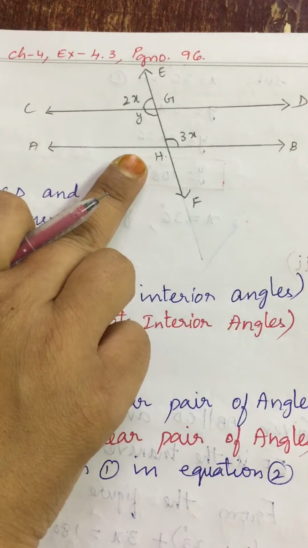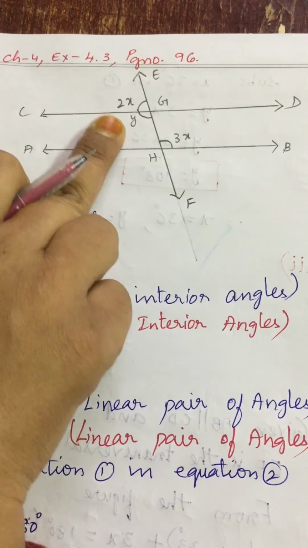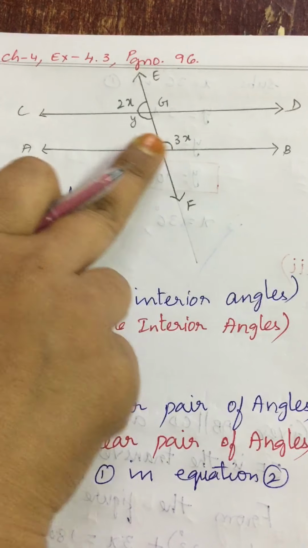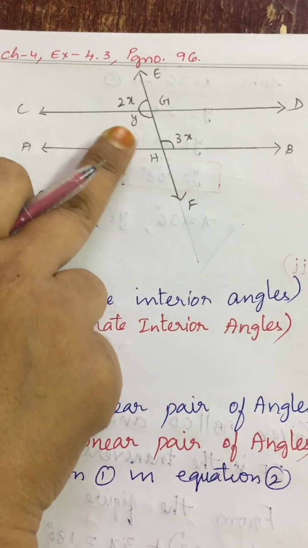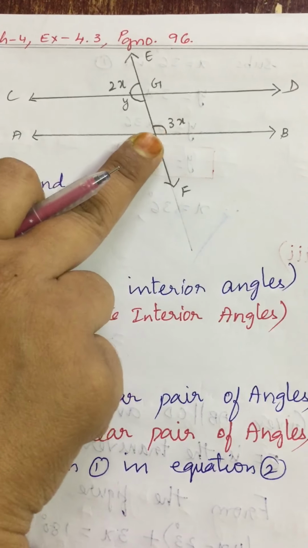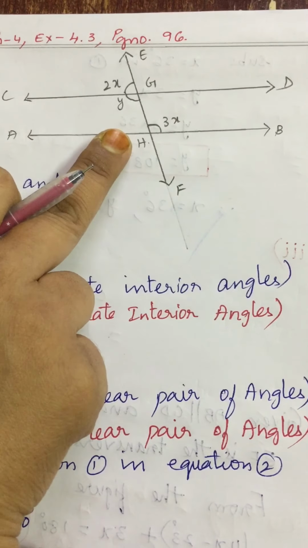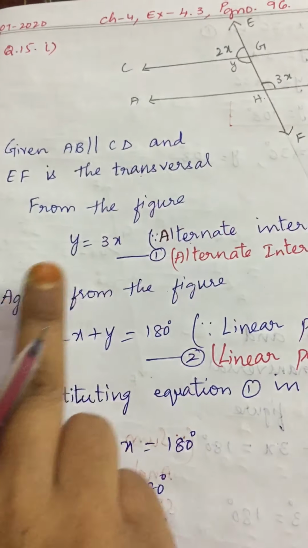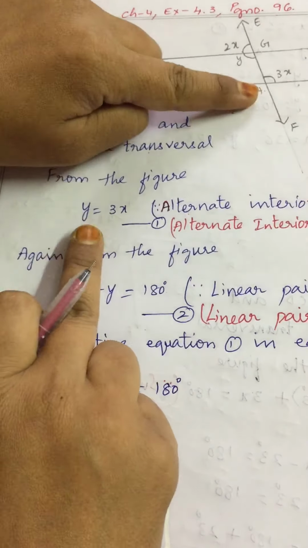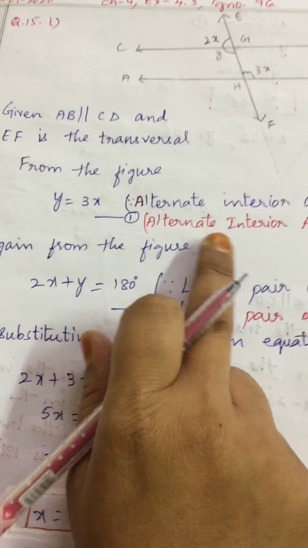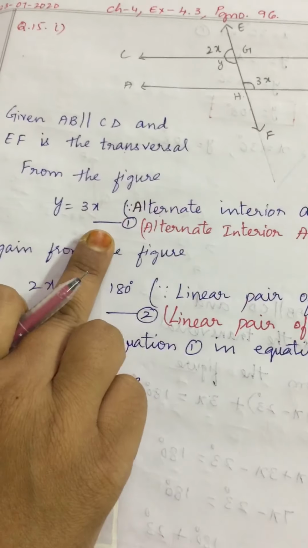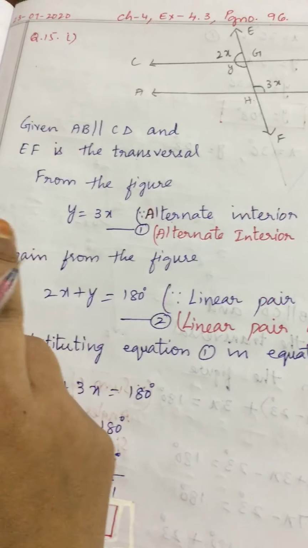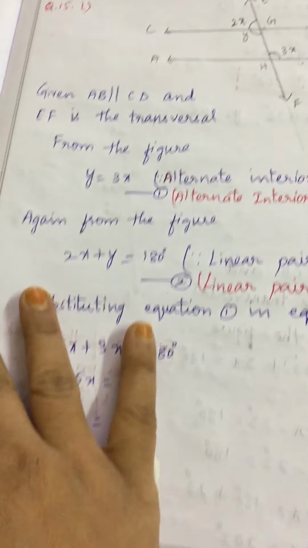Carefully observe the figure. You are observing some connection between Y and 3X. When two lines are parallel and a transversal is there, what is that connection? Y and 3X are alternate interior angles. As we know, when lines are parallel, alternate interior angles are equal. That's why Y is equal to 3X. Reason is alternate interior angles. Suppose this is equation 1: Y is equal to 3X. We can't do anything because we don't know the X value or the Y value, so we need to do something else.